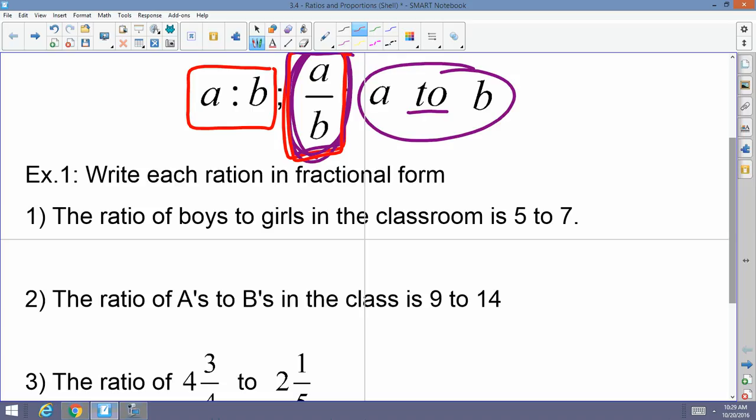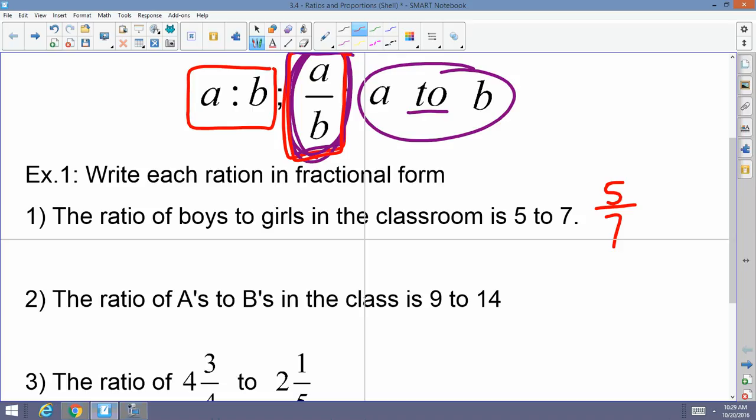So the ratio of boys to girls in a classroom is 5 to 7. How do we do that? It's 5 over 7. Now, why did we put the 5 in the numerator? Go ahead, guys. Why? Think about this. No, it did not say it has to be a smaller number.